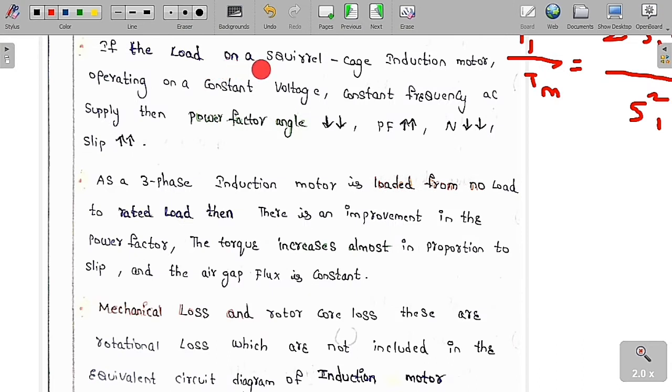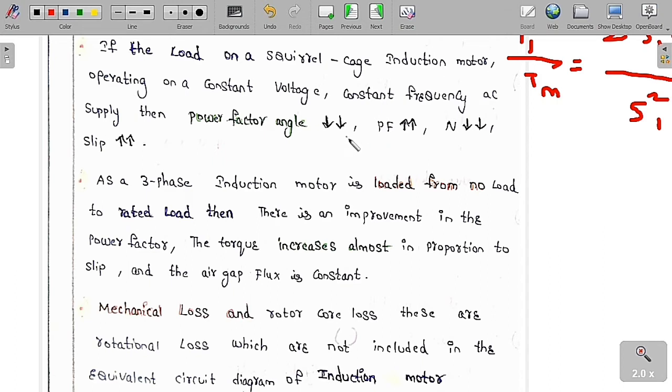If the load on a squirrel cage induction motor operating on a constant voltage, constant frequency is supplied, then the power factor angle decreases, power factor increases, speed decreases, and the slip increases. See, I've already told you, if the load on a squirrel cage induction motor operating on a constant voltage, constant frequency is supplied, then the power factor angle decreases.